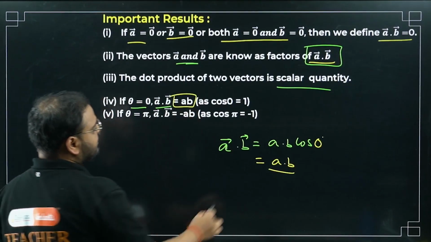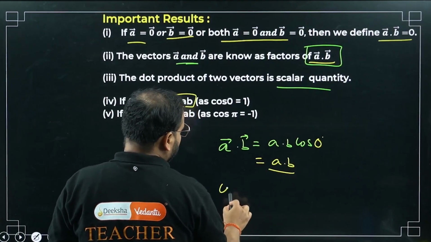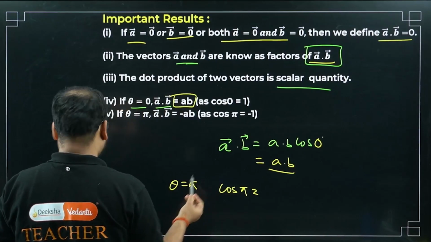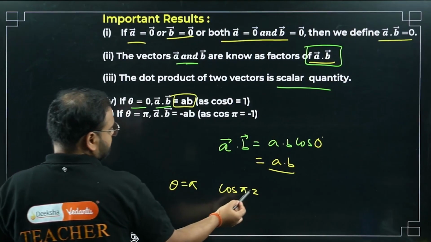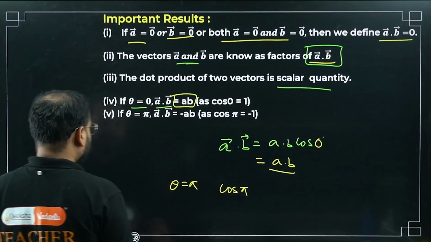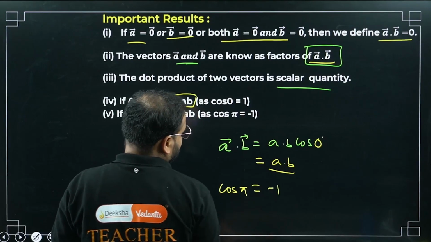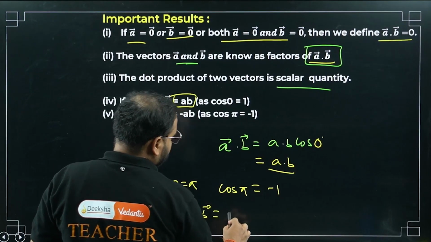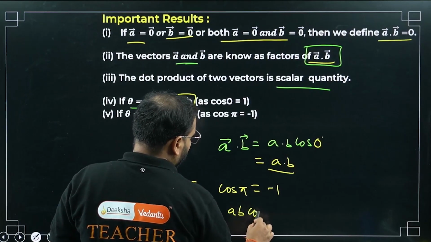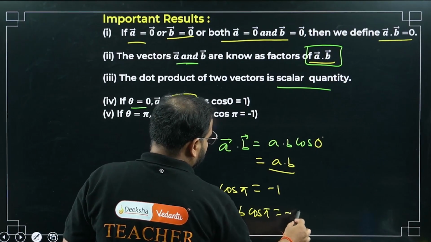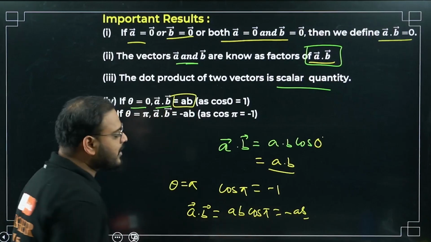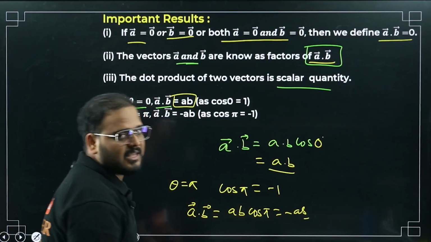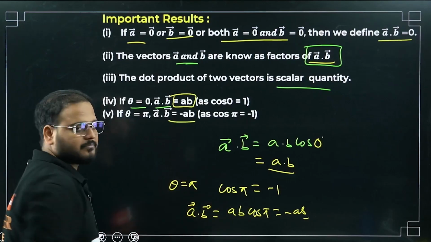What about if the theta is pi? Then cos pi will become what? If theta's value is pi, please check, then cos pi will be minus 1. Hence you can write A dot B in this particular case as AB cos pi, or minus AB, because cos pi is minus 1, so I multiply minus 1 with AB and it becomes minus AB. Same thing. Yes?